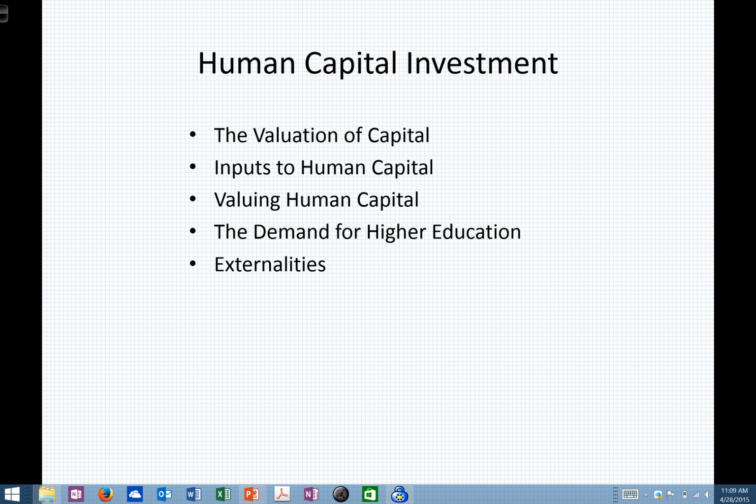We'll talk about one form of human capital specifically, and that's higher education. We'll do that because all of us are involved in higher education, and we'll talk about that in terms of the demand for higher education. And then we'll talk about some elements that we refer to as externalities. And you might recall that an externality is simply an unintended consequence of some economic transaction or some activity.